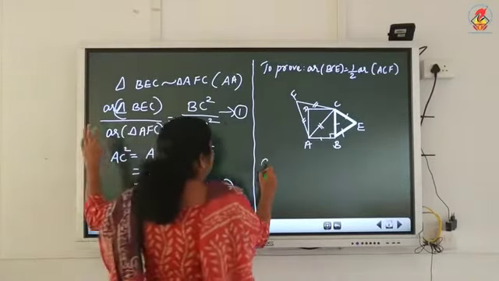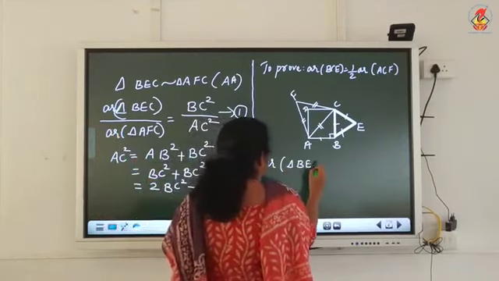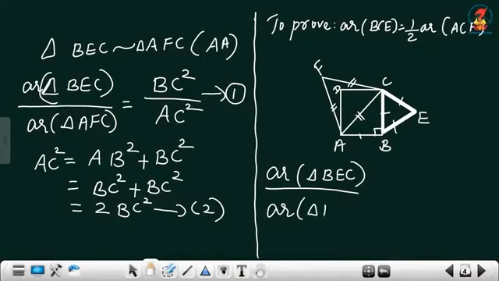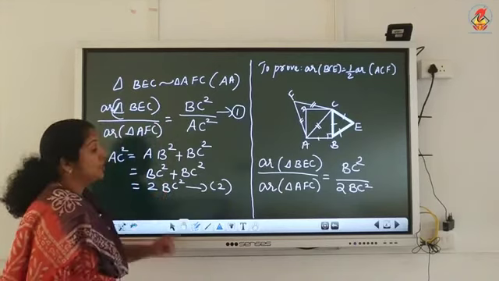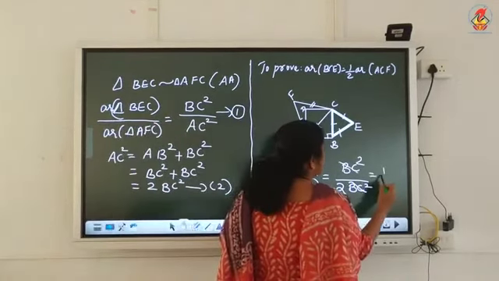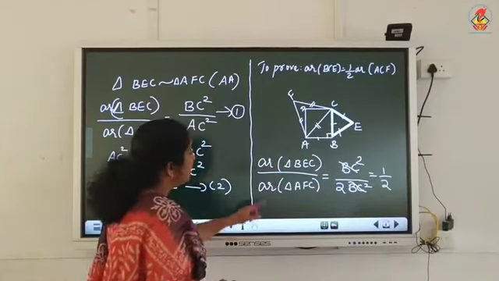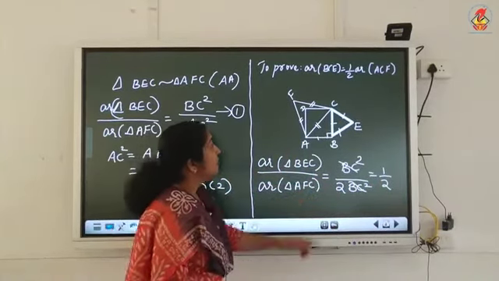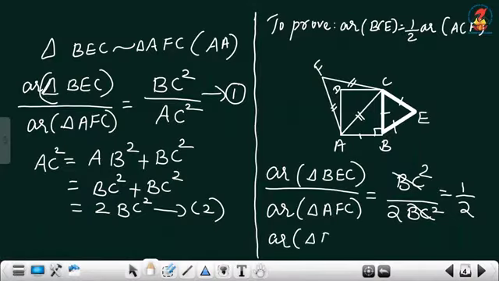So we can write area of triangle BEC divided by area of triangle AFC is equal to BC square divided by 2BC square. I am replacing AC square as 2BC square. So we can cancel these two, remaining 1 by 2. So what we can say is area of triangle BEC is equal to half area of triangle AFC. This is the required result.